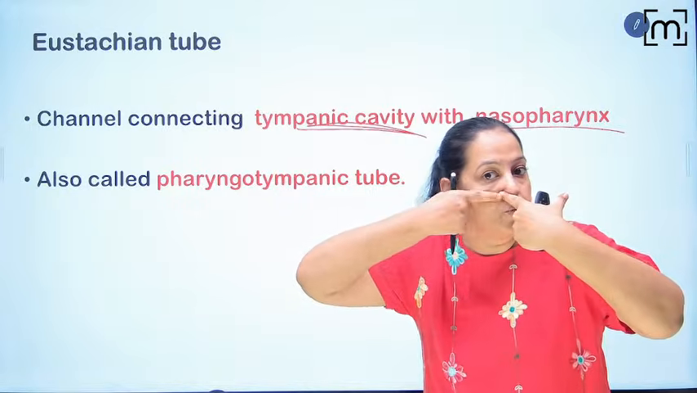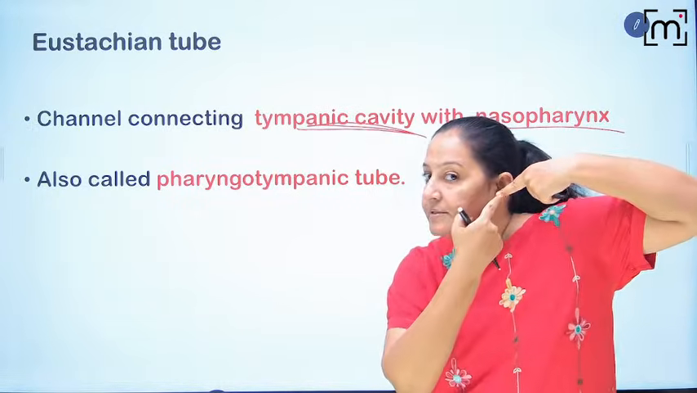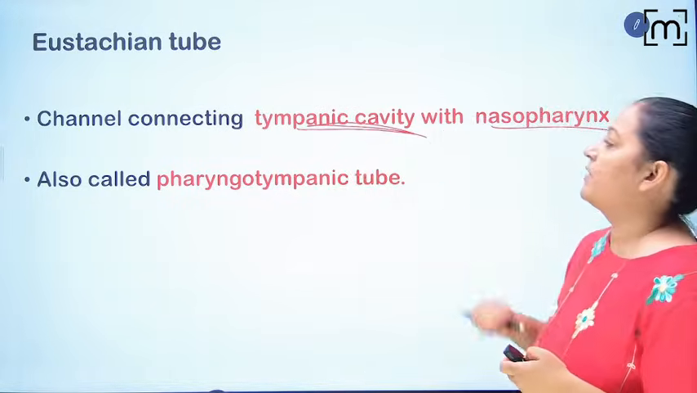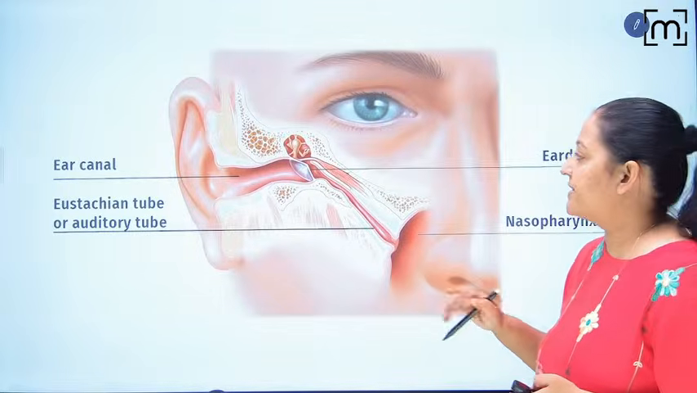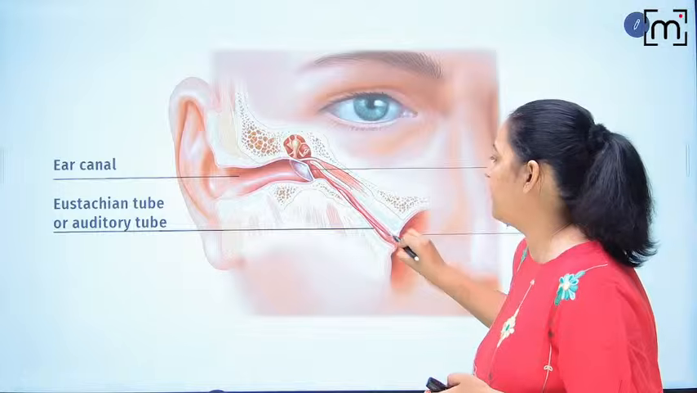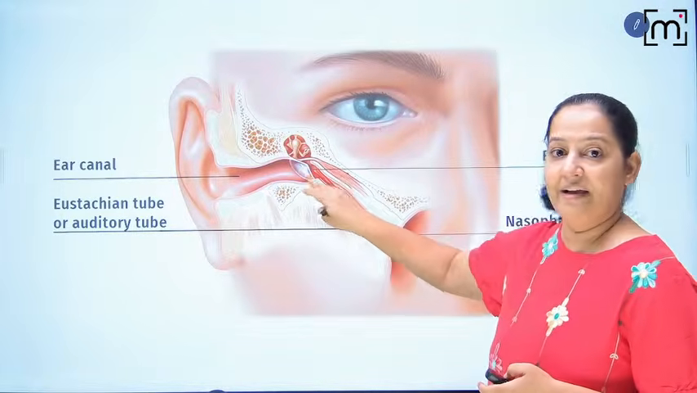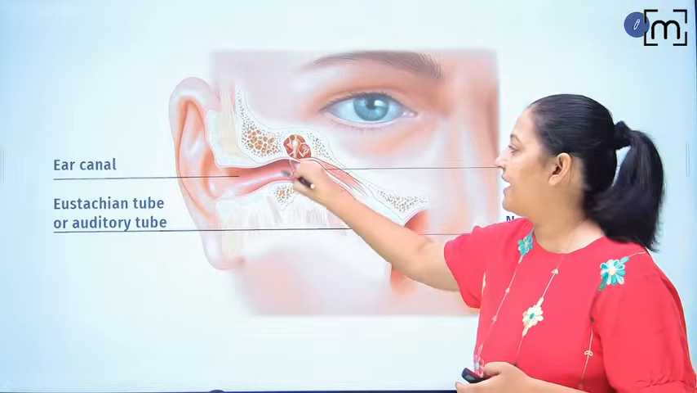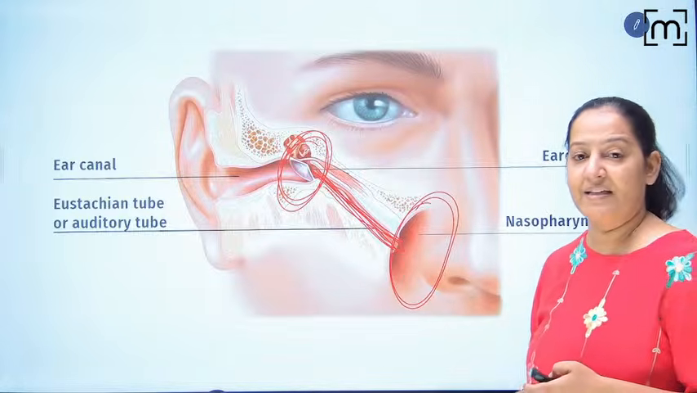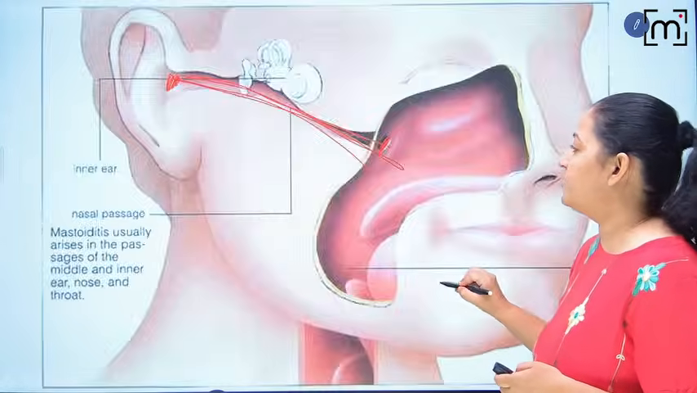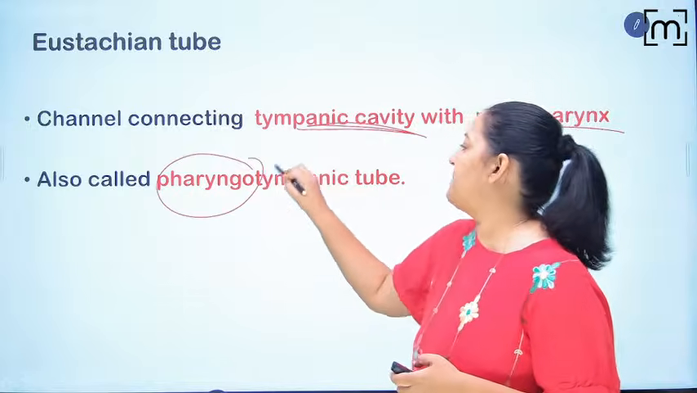So here we have a tube, and this side also we have a tube. This is known as the eustachian tube. You can see it is connecting the middle ear with the nasopharynx. Since it is connecting the middle ear with the nasopharynx, it is also known as the pharyngotympanic tube.